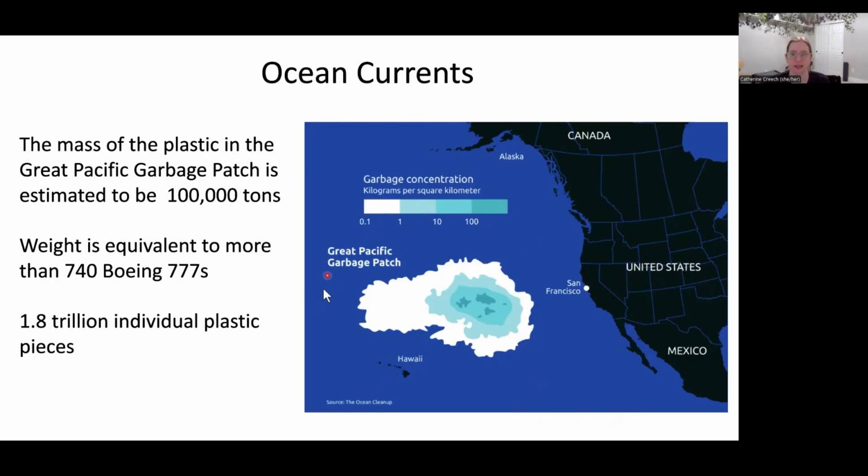Every time I see data about how big the Great Pacific Garbage Patch is, I'm amazed. This is to scale. It is huge. So here's the United States as comparison. It is a massive amount of garbage. Now let's get into the trends with our climate.